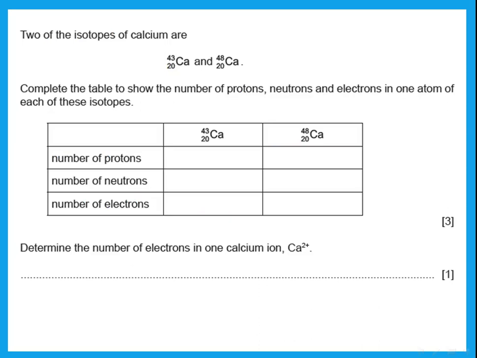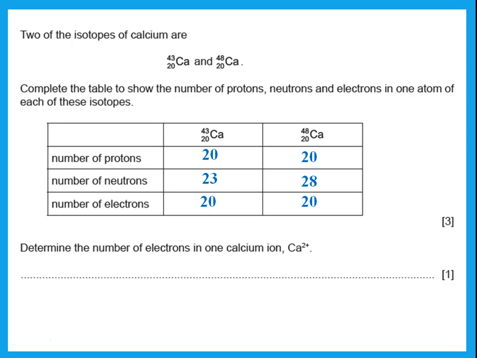We have two isotopes of calcium. What is the number of protons, neutrons, and electrons in each of them? You should realize that the protons are the same. The number of neutrons will be the big number minus the small number, and the number of electrons is the same as the atomic number.